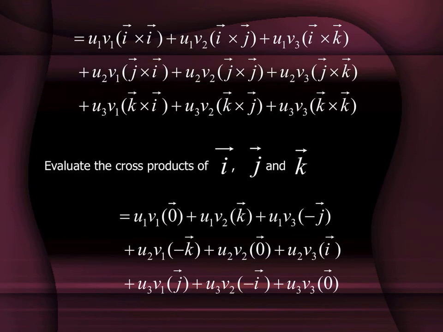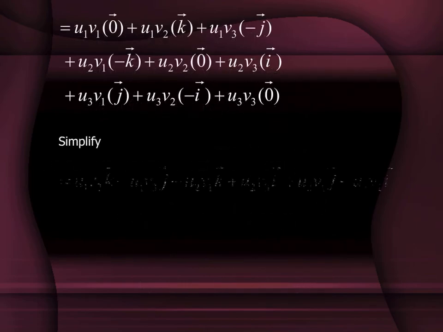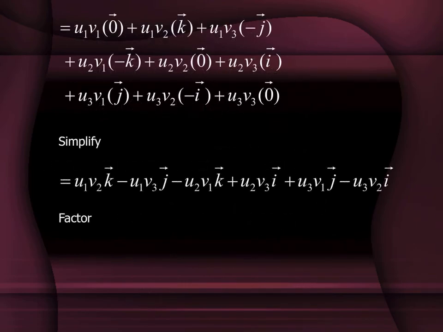And if you do each one of those and map them through each specific time and evaluate them, you get all either zeros or a single unit vector. For instance, i cross i came out to 0. i cross j came out to k. i cross k came out to negative j. And I've just substituted each of those individual ones in there. And so life gets really simple, really fast. All the zeros disappear.